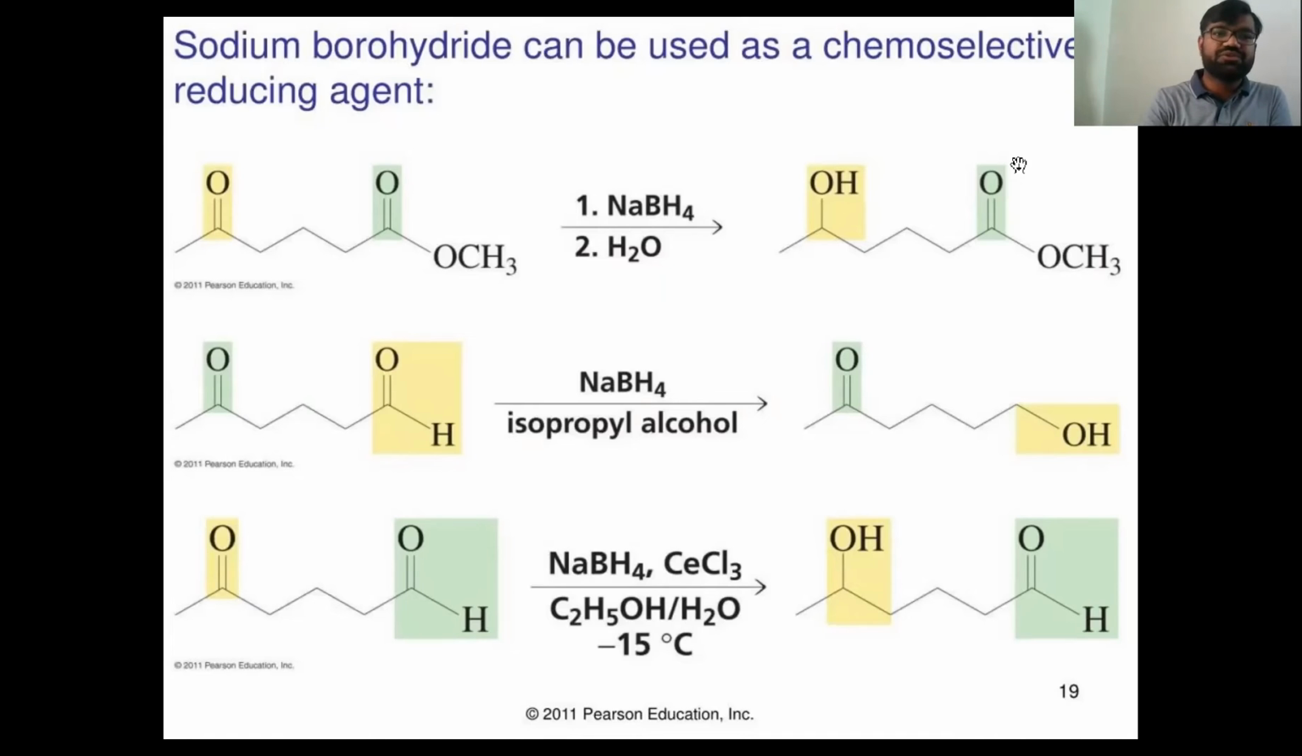So we can use sodium borohydride to reduce ketone to alcohol. And if we have ketone and ester, it will selectively reduce the more sensitive substance. So if we have ketone and ester, then we can use another reagent, and if we change the conditions, now it will reduce this.